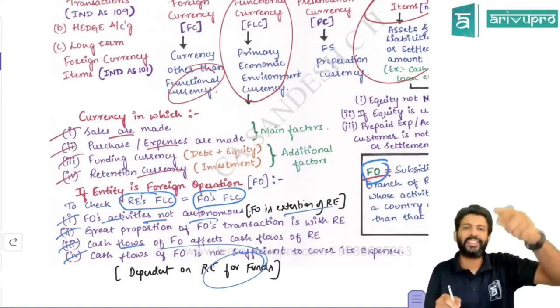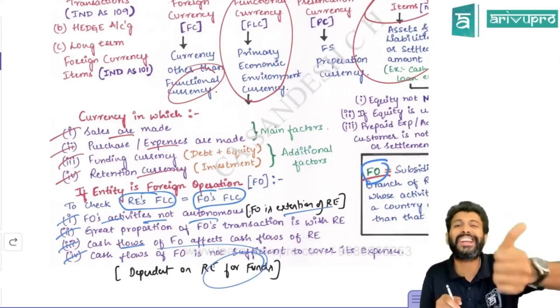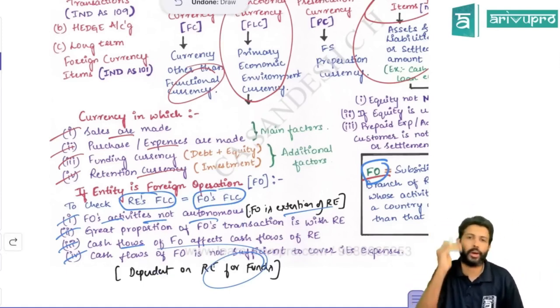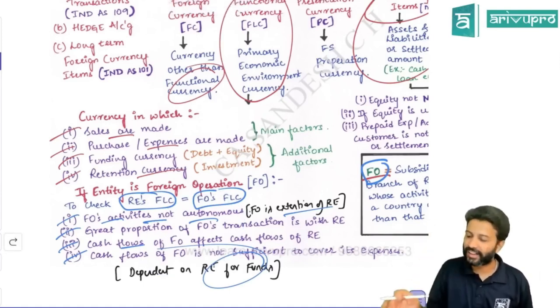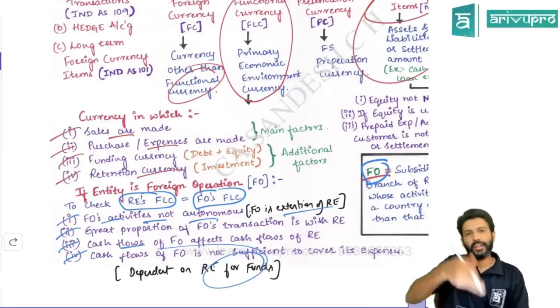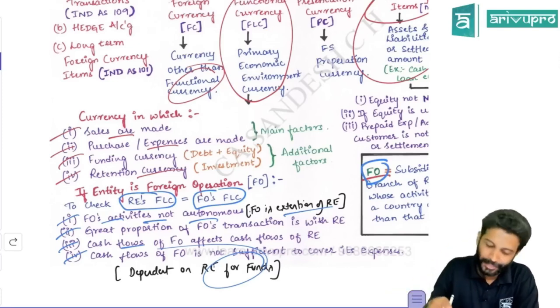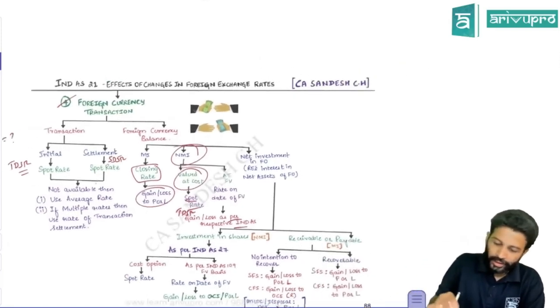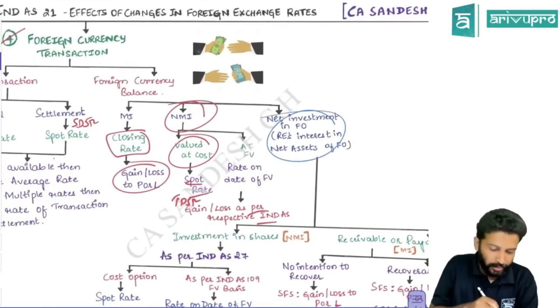This is what we used to call in AS 11 terminology. The same indicators were there. In AS 11 we used to call this an integral foreign operation. If these are not satisfied, we used to call it a non-integral foreign operation. But anyway, that integral and non-integral terminology is not there over here. IND AS 21 does not mention that. Another one is net investment in a foreign operation.